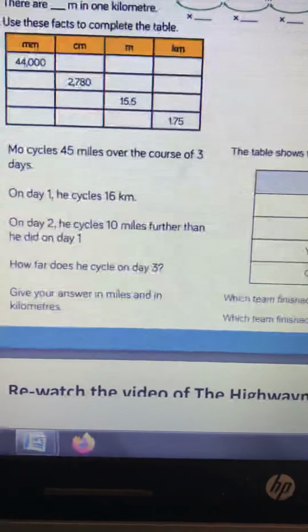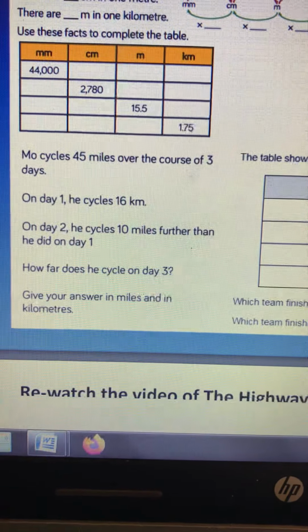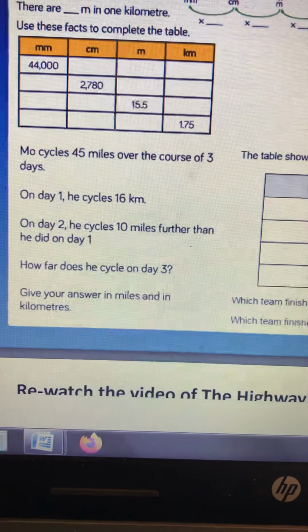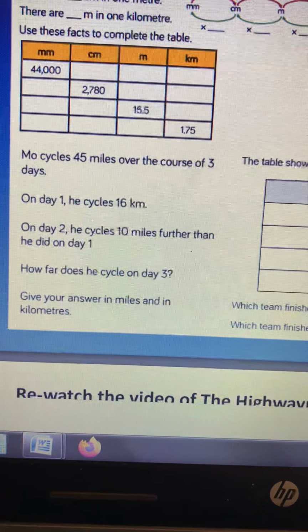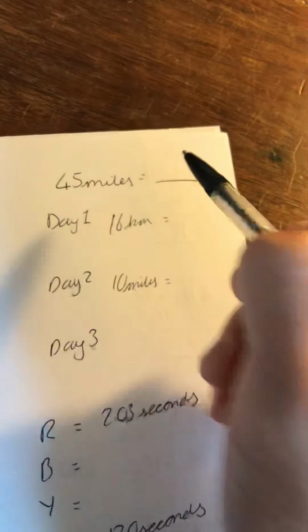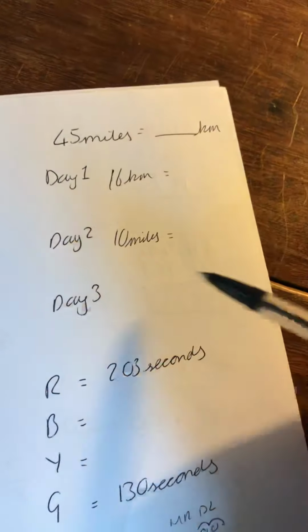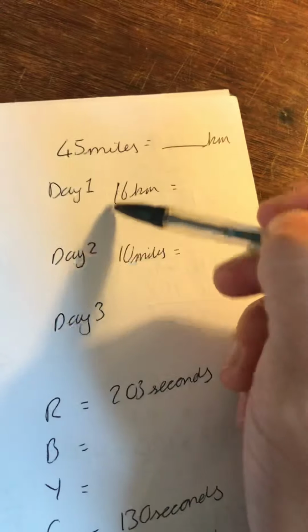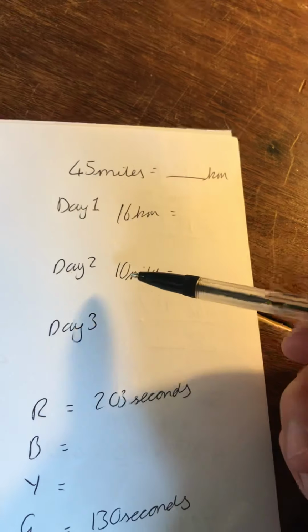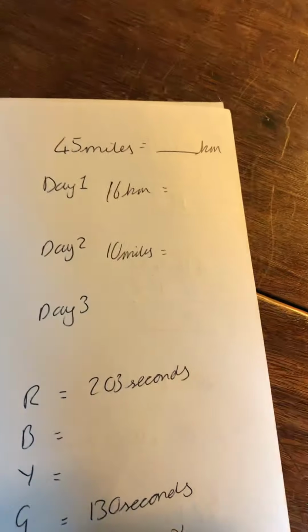There we go. So, Mo cycles 45 miles over the course of 3 days. Day 1, 16 kilometres. Day 2, 10 miles. How far on day 3 in both miles and kilometres? So, first off, for each day, I'm going to show it in kilometres and miles. Kilometres, miles, kilometres and miles. Once I know how far he's gone so far, I'm going to find the difference between how far he's got to go and how far he's cycled in both miles and kilometres.